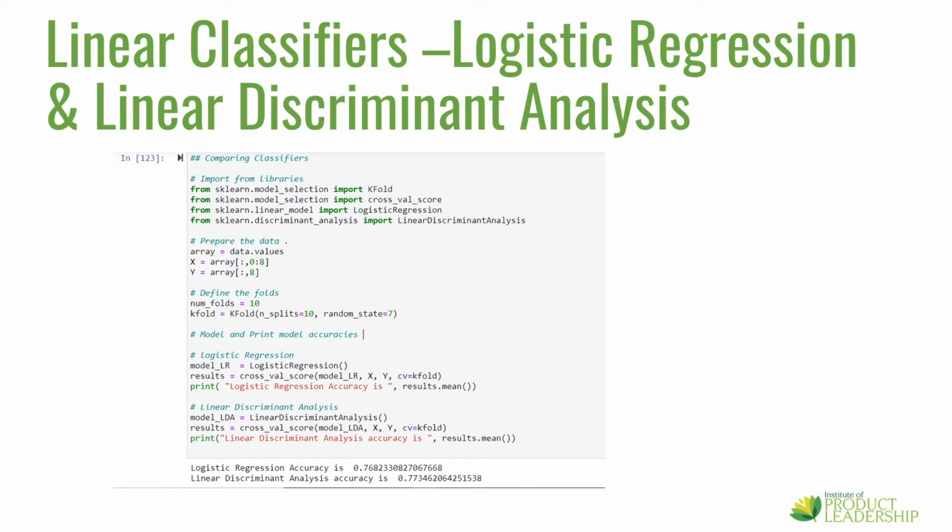Choose k-fold method where k is equal to 10. Define random state is equal to seed, in this case it is 7. Create an object of logistic regression and then input the model with x and y and finally calculate the accuracy. Same is the process for LDA or linear discriminant analysis.